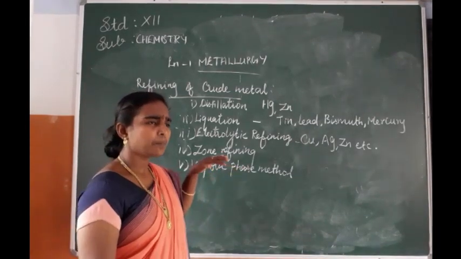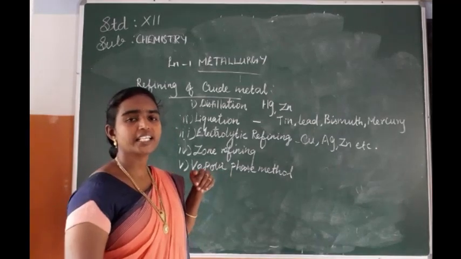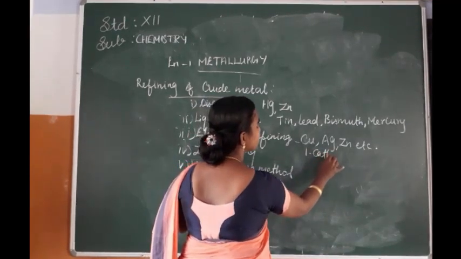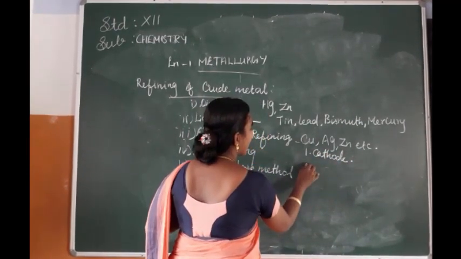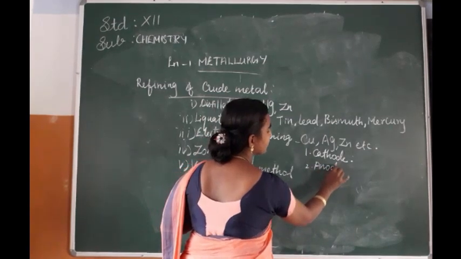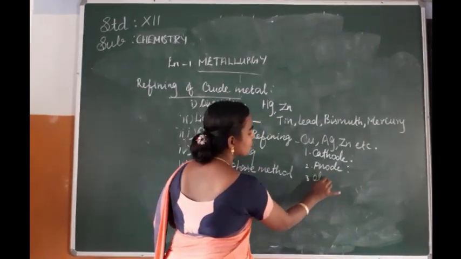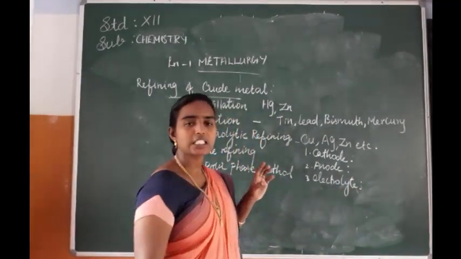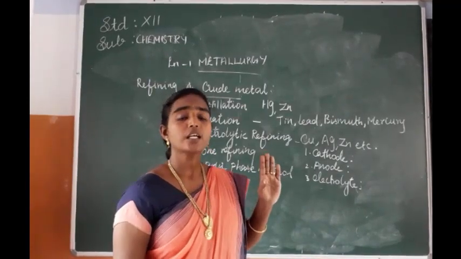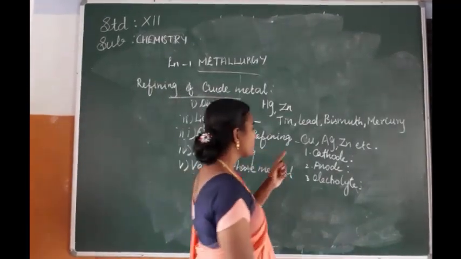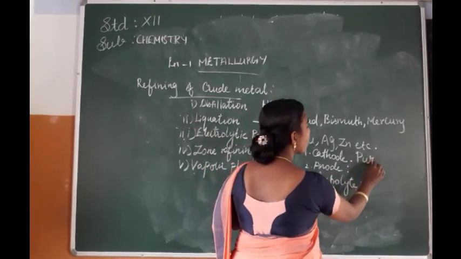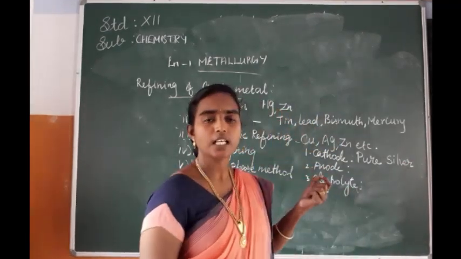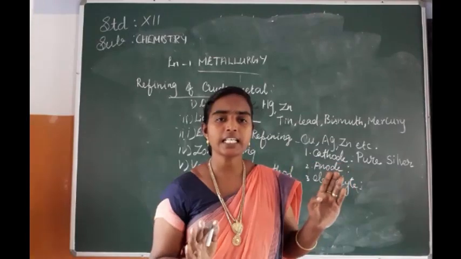Okay. So the basics of this electrolytic refining method is, one should be taken as cathode, anode, and electrolyte should be used. Okay. So cathode should be taken as pure form. For example, if I am taking silver, so in cathode what do we have to take? Pure form of silver. So if it is any other metal, the pure metal should be taken in cathode.